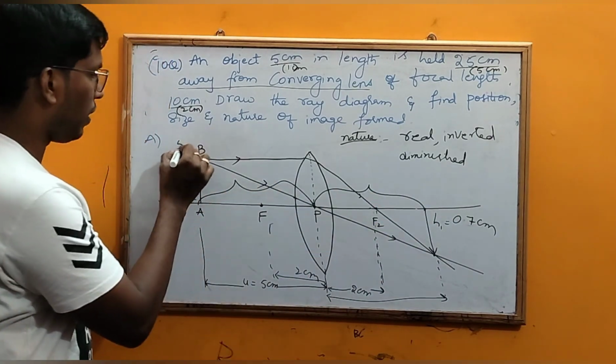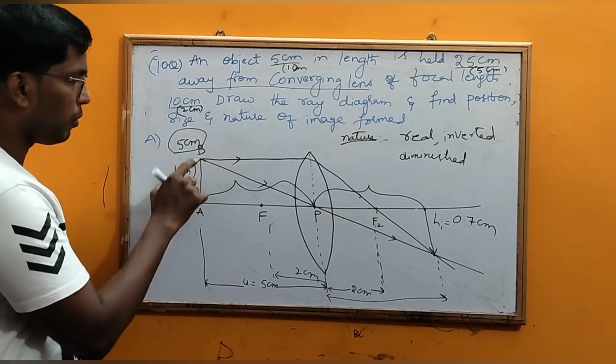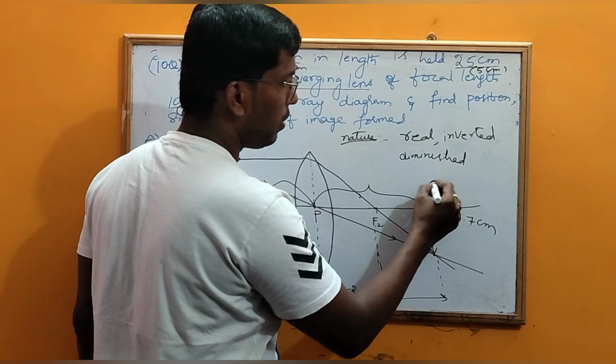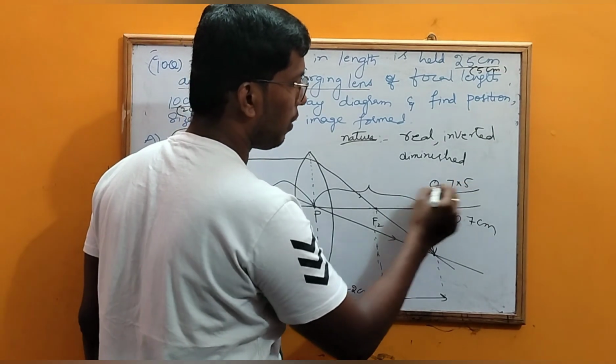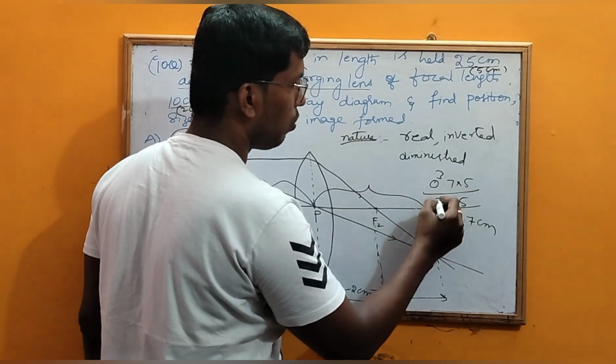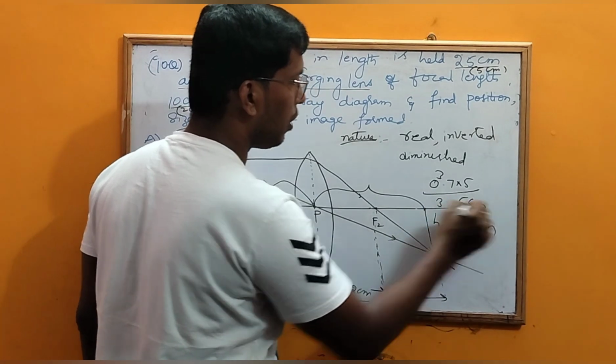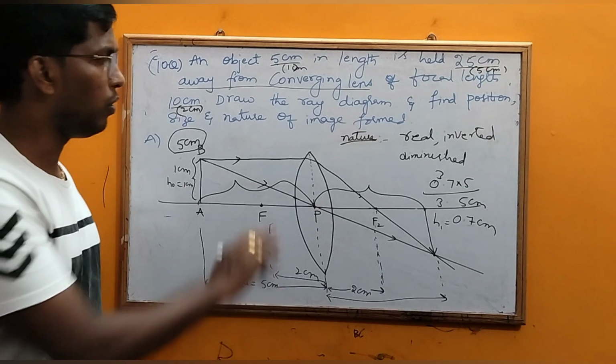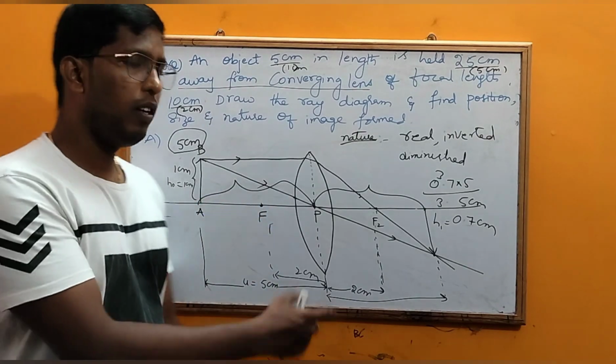So if I take 5 centimeter, which is given, I got 0.7 image. 0.7 into 5: 7 fives are 35, so 3.5 centimeter. Here 5 becomes 3.5. It is also diminished only, a smaller image. Understood? Okay, try this. Let us see the next question.